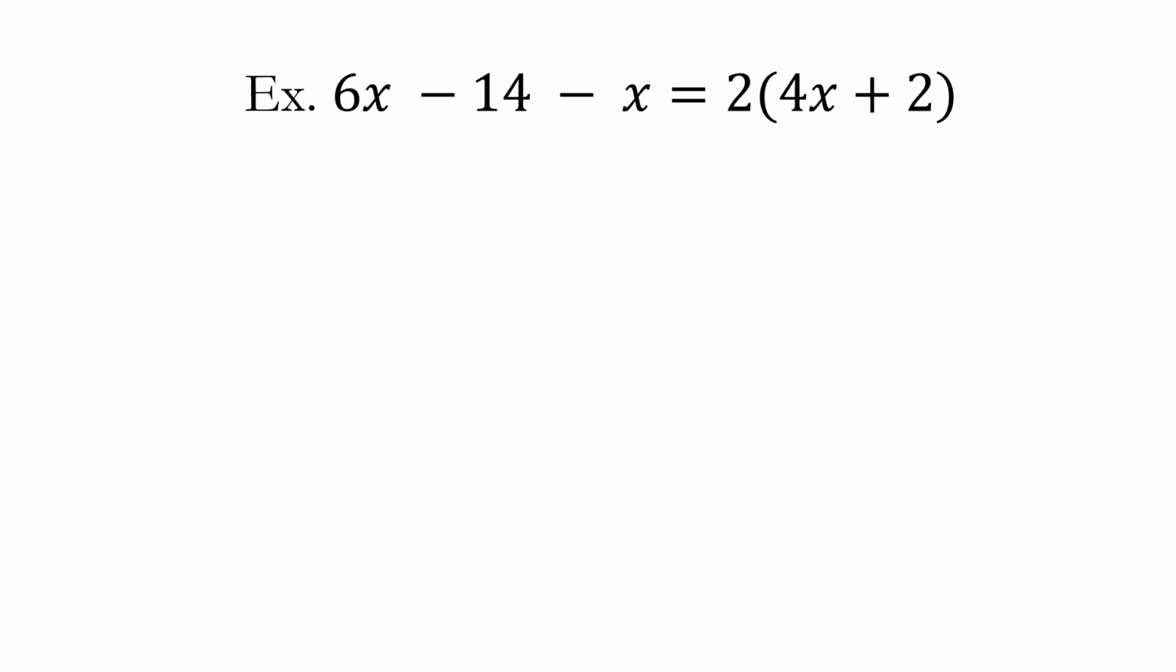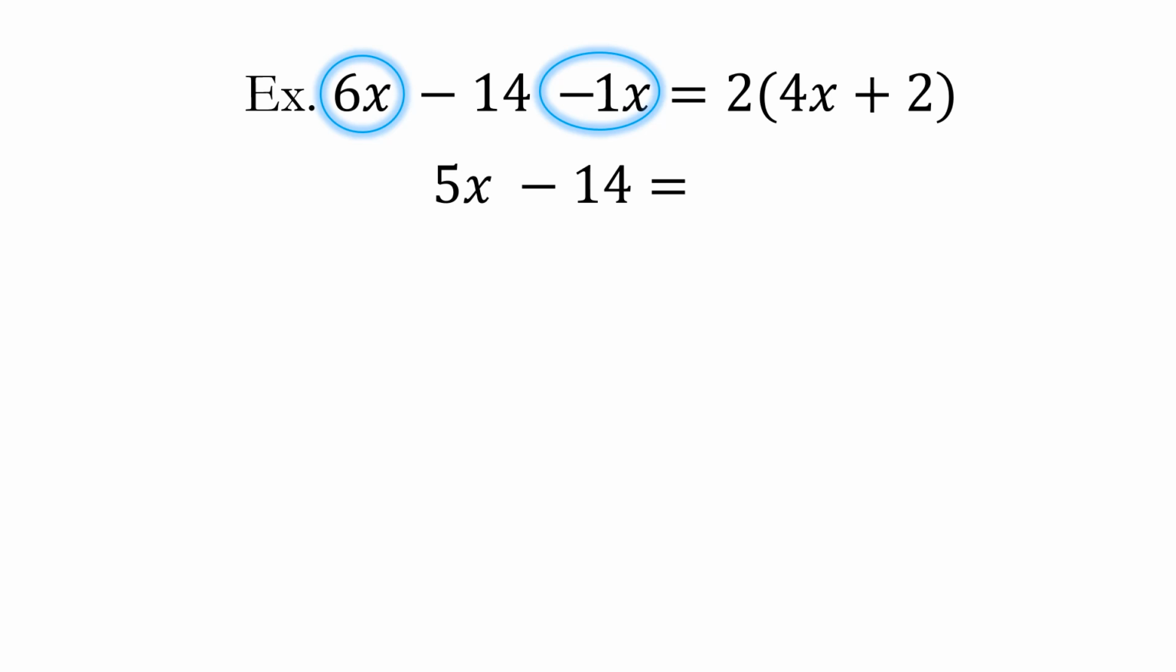Let's look at one last example that has a little bit of everything. 6x subtract 14 subtract x equals 2 times the quantity of 4x plus 2. We're going to focus on the left side of the equation first. We have a 6x and a negative x, or subtracting 1x, that we have to combine. 6x subtract 1x equals 5x, and we'll bring down our negative 14.